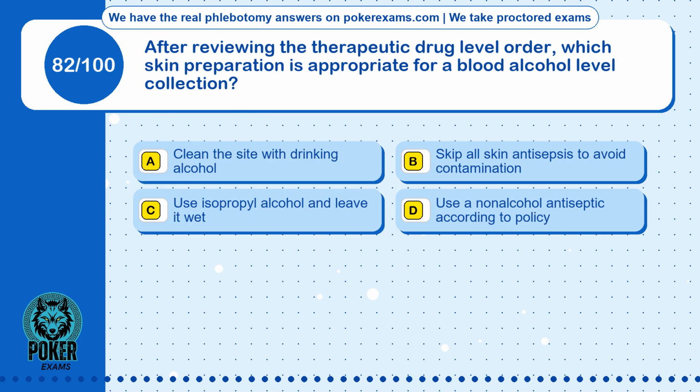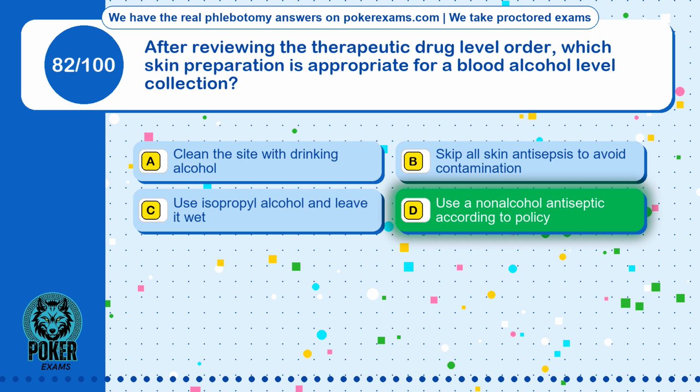Question 82. After reviewing the therapeutic drug level order, which skin preparation is appropriate for a blood alcohol level collection? Option A. Clean the site with drinking alcohol. Option B. Skip all skin antisepsis to avoid contamination. Option C. Use isopropyl alcohol and leave it wet. Option D. Use a non-alcohol antiseptic according to policy.